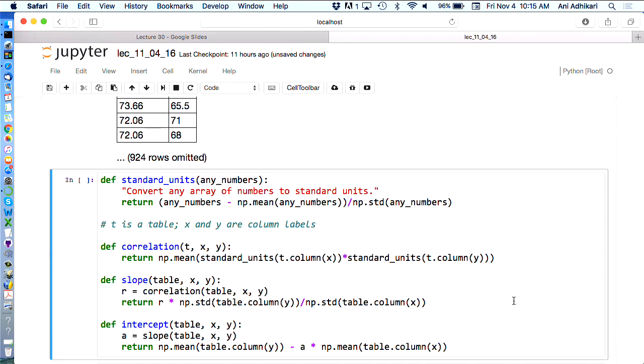Right? You start with standard units. Correlation depends only on standard units. The slope depends on the correlation, and of course on the scale of the variables, and the intercept depends on the slope and the scale of the variables. So we have these quantities. What's missing from here is the thing that you actually need, which is, what is my prediction?